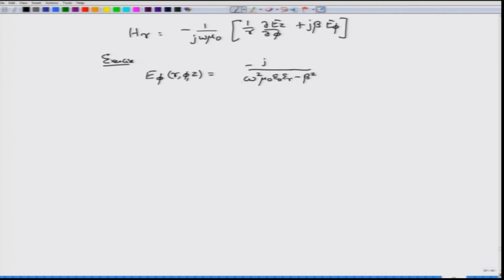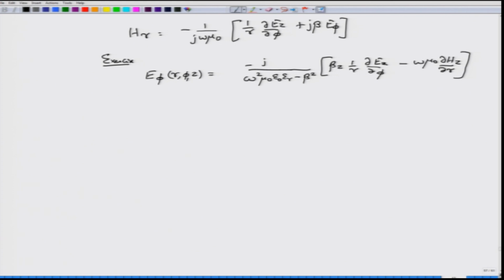Okay. So, there is no surprise here in this expression, this is kind of the same thing that we have seen earlier as well, times beta z, 1 by r del Ez by del phi minus omega mu naught del Hz by del r. Pause here a little bit to understand what is going on.